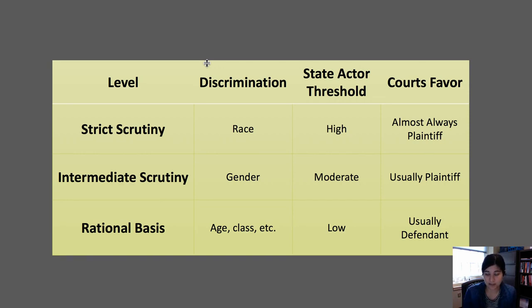And again, in terms of who the court favors, it's much more difficult for a defendant state actor to defend discrimination based on those immutable characteristics found in strict scrutiny. It's also difficult for them to defend at the intermediate scrutiny level, although there are cases where they can, if they can come up with an important governmental reason. And then finally, that rational basis category tends to favor the defendant, right? All they have to do is show sound reasoning for having a policy in place, and if they can do so, they're likely to win.